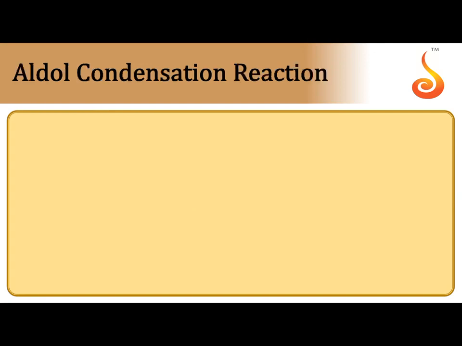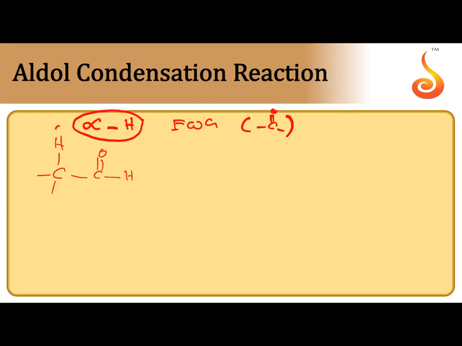Next, aldol condensation. This is very, very important. The aldehydes or ketones containing at least one alpha hydrogen with respect to an electron withdrawing group like C double bond O. So C double bond O is a strong electron withdrawing group. The next carbon is the alpha carbon. The hydrogen attached to the alpha carbon is acidic hydrogen, because as it is removed, we can get a stable conjugate base.